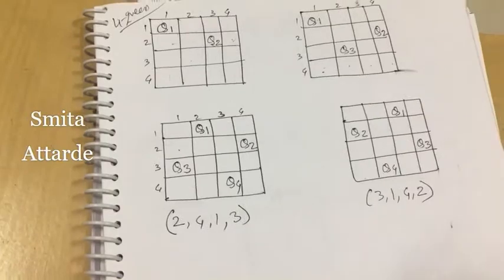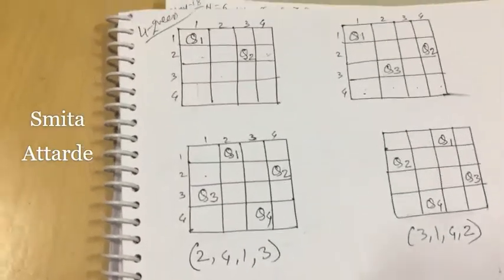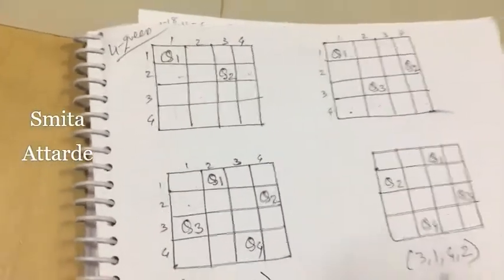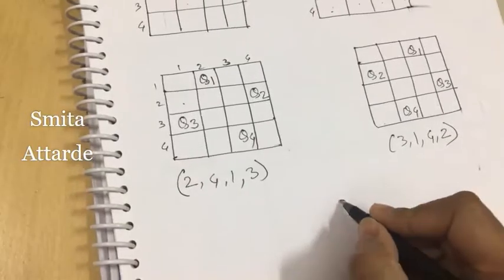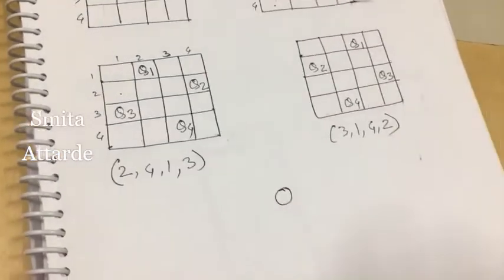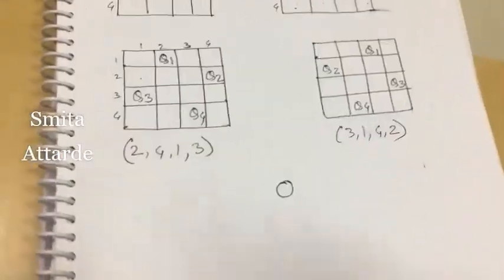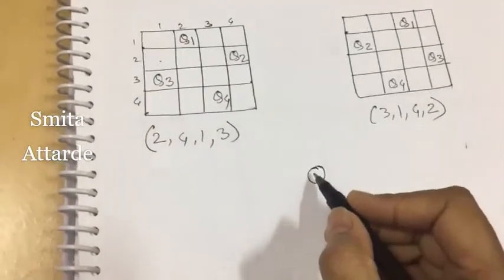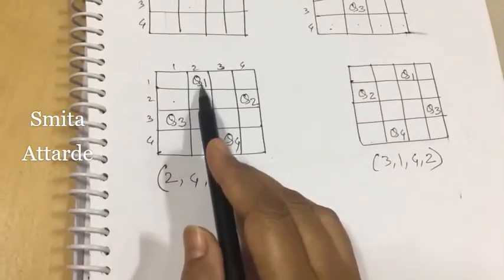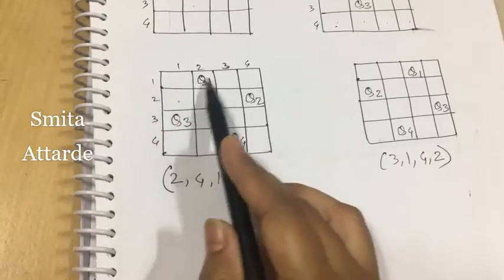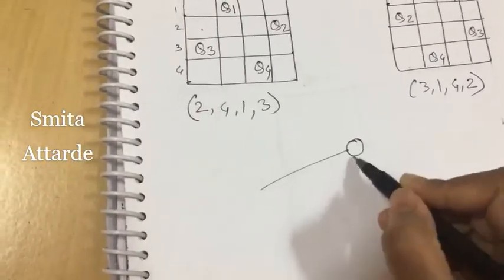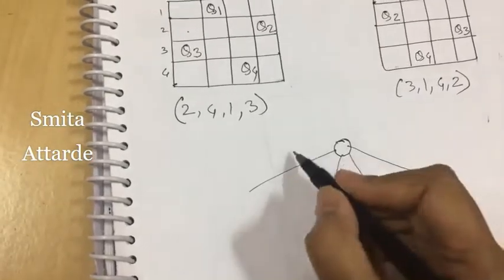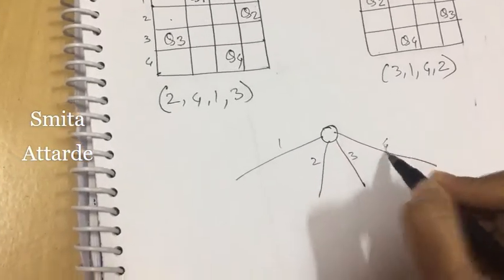Similarly, we can represent the 8 queen problem, and we can draw a state space tree for the 4 queen problem. How to write a state space tree? We have to start with the initial state. This is one state. Now initially we have to place q1. I have 4 choices: 1, 2, 3 and 4.